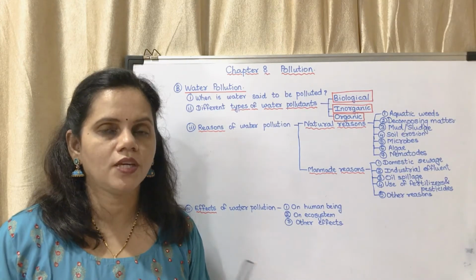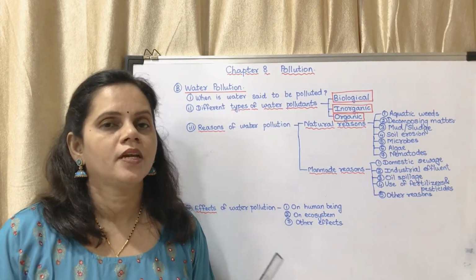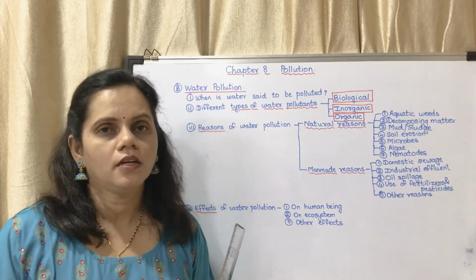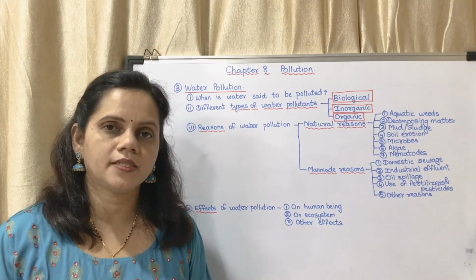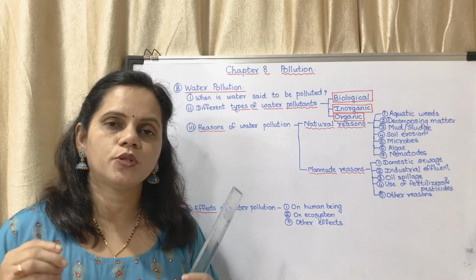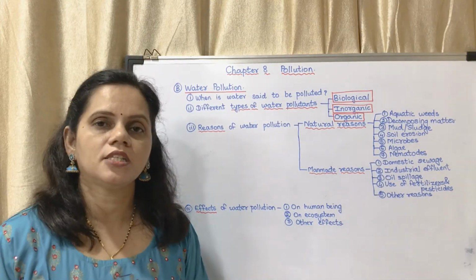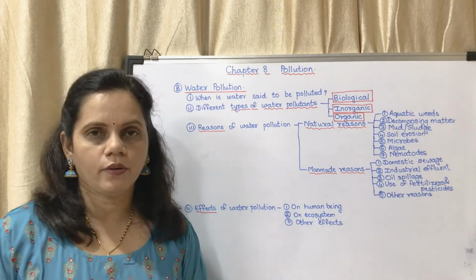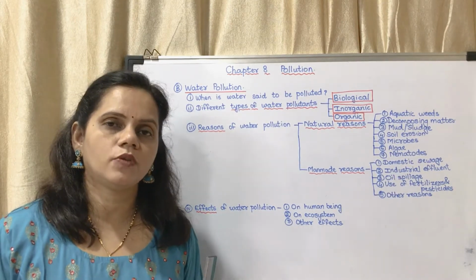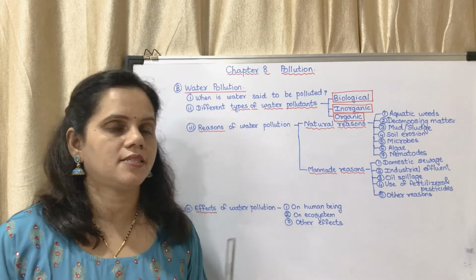In our houses we use water in our kitchen, water for bathing, and water for several other purposes. Whatever water we dispose of from our houses comes under domestic sewage. Industrial effluent means the wastewater which is given out from industries.